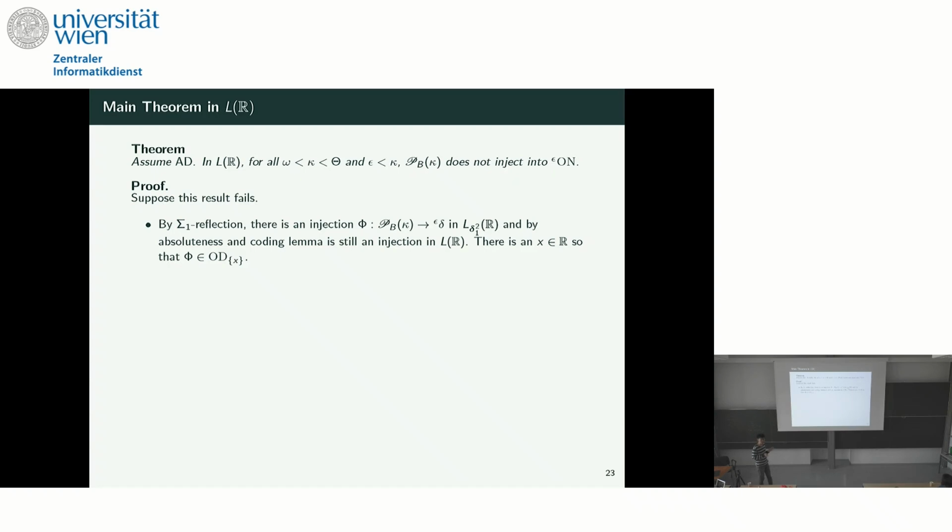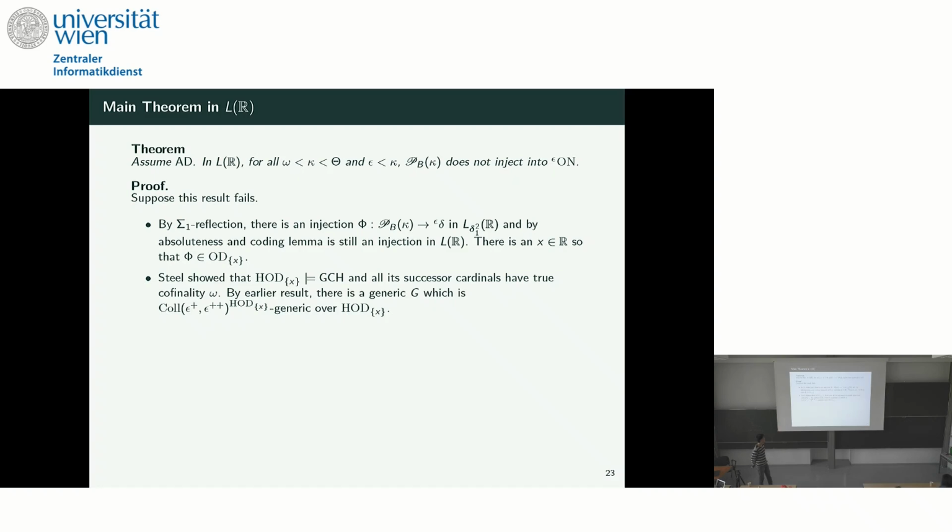Everything in a model of the form L(R) is OD from a real, so fix a real x so that phi is OD_x. Steel showed that HOD_x satisfies GCH, and the true cofinality of all successor cardinals is omega. So by that generic filter existence result, I can find a generic G, which is Col(epsilon^+, epsilon^{++}) as computed in HOD, generic over HOD_x. Delta^2_1 is a Suslin cardinal and certainly bigger than the size of the forcing in HOD_x. Since the true cofinality of the successor of epsilon^+ in HOD_x is omega, you can show that the generic filter is countably generated.